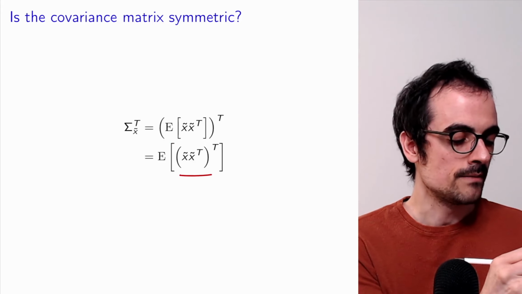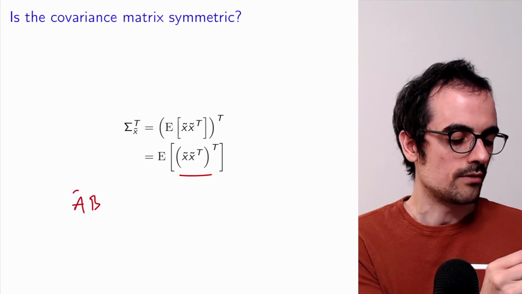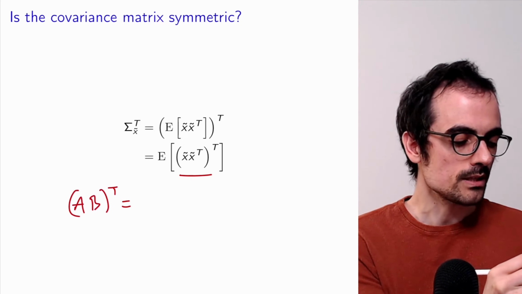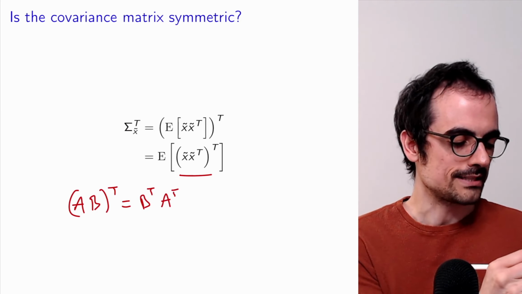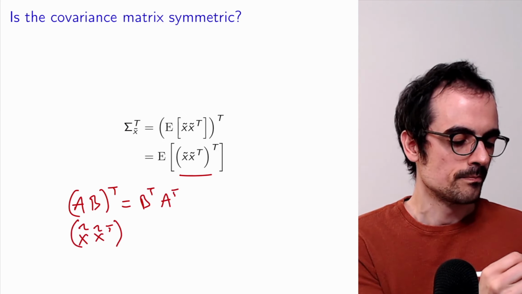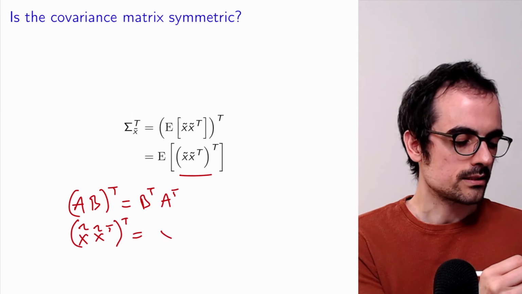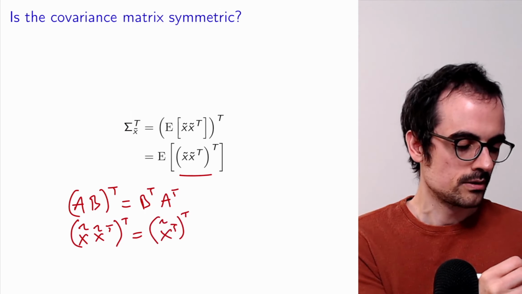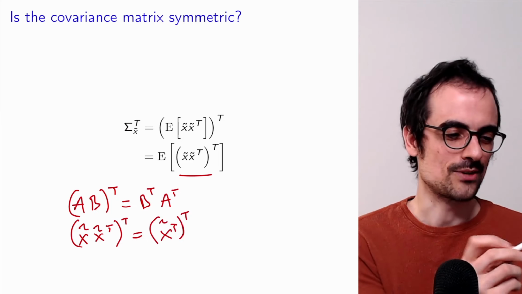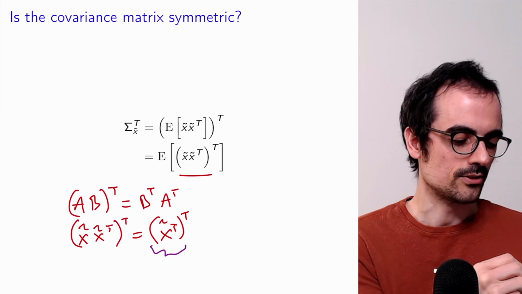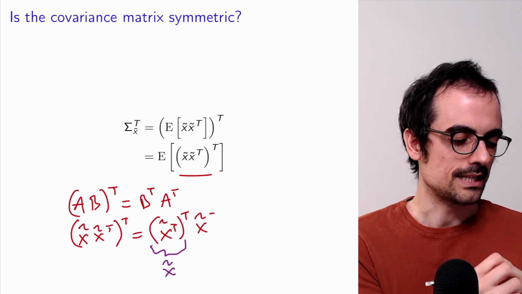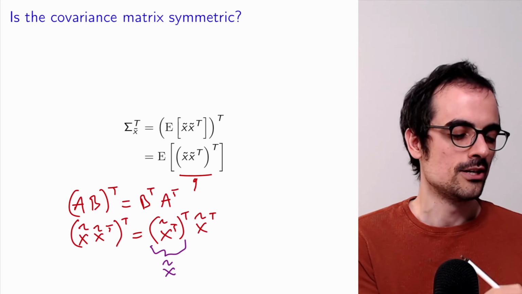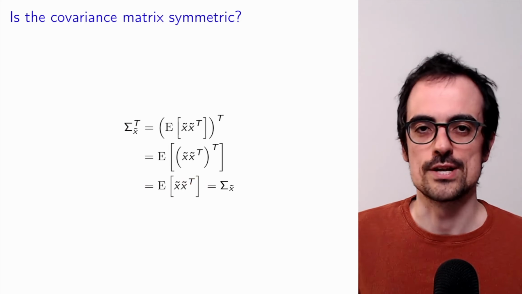Now we remember that if we take the transpose of a product of two matrices, then this is equal to the transpose of the second one times the transpose of the first one. So let's apply this to the random matrix X X transpose. We obtain X transpose transpose, but what happens when you transpose a transposed matrix? You get the original matrix. So this is just equal to X times X transpose. So we have shown that the underlying matrix is actually symmetric. So this is just equal to the covariance matrix. This shows that the covariance matrix is symmetric.